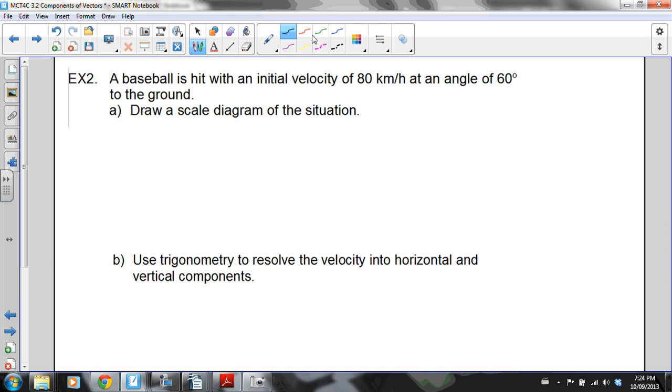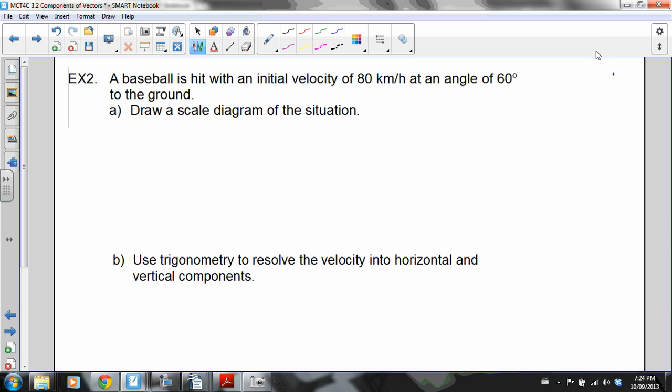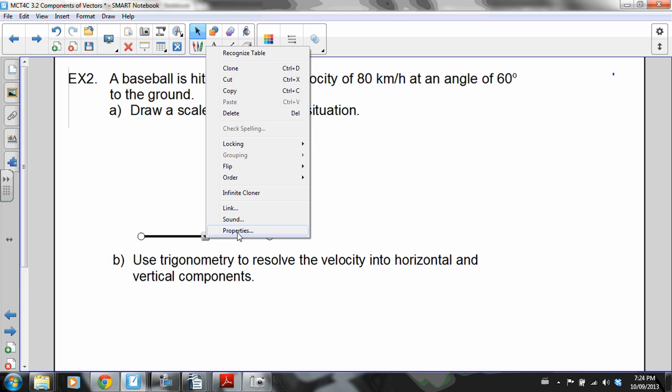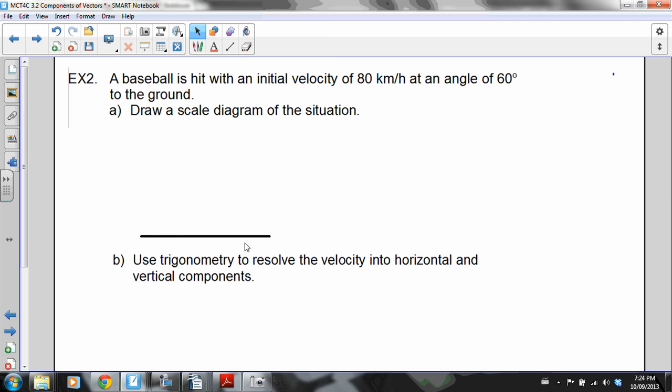Last example today already, I think. Draw a scale diagram of the situation. Okay, that's going to slow us down a little bit. But if I had an 80 kilometer an hour hit, the angle 60. So I'm going to draw the ground here. Oops, maybe I don't want that. The ground shouldn't be a vector, I don't think. So I'm going to make that not have square ends. There we go. Yeah, ground.